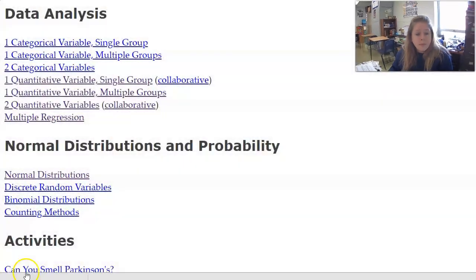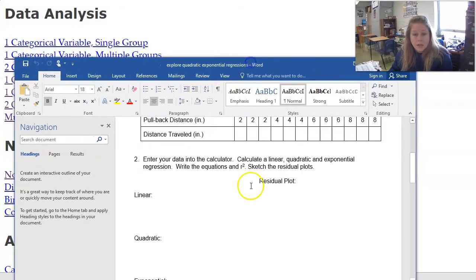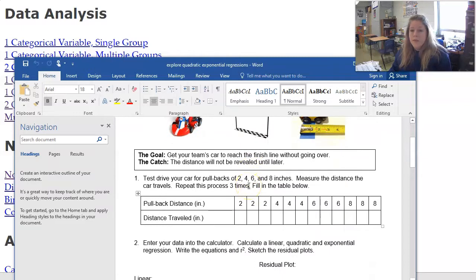Okay, so the assignment looks like this. Can you get to the finish? You're also going to need a ruler, because you're going to pull back your car 2 inches and then record how far it goes. And then you're going to do that 3 times. You're going to pull back your car 4 inches and see how far it goes. Then 6 and then 8.